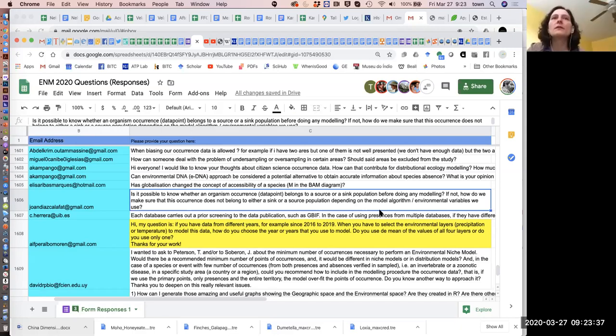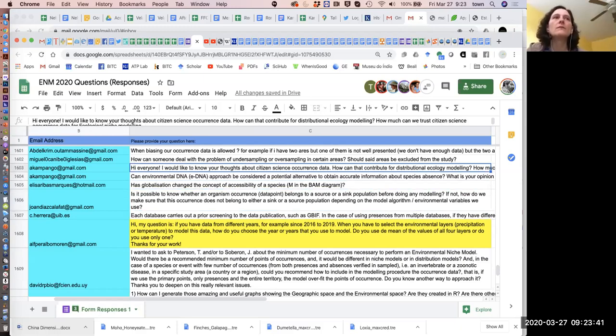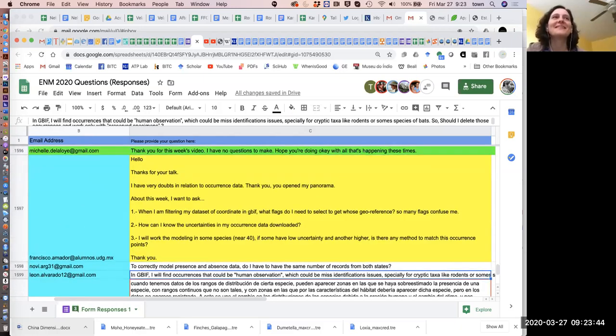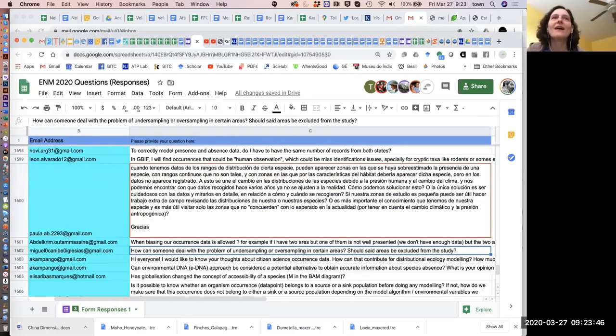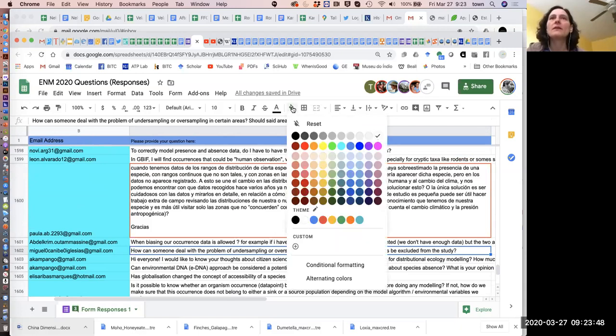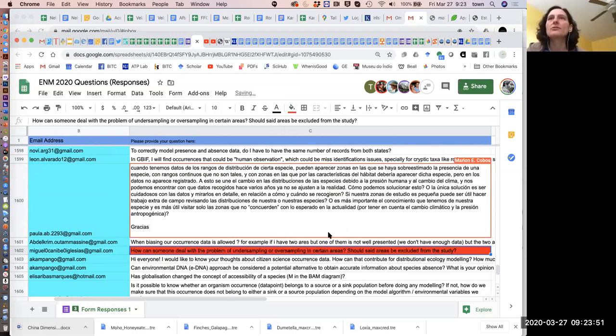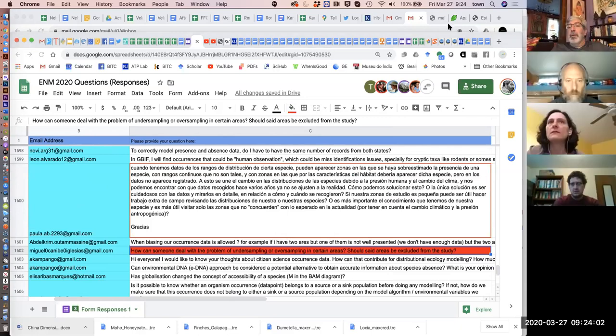There is a question about, line above where you are right now, line 16-02, I guess. How can someone deal with the problem of undersampling or oversampling in certain areas? Should said areas be excluded from the study? I think you're going to discuss this in the next, not after georeferencing, I think, because I saw you have filtering. But maybe it's not the right time to address this question. Maybe come back to it. Yeah, we're going to talk about this.